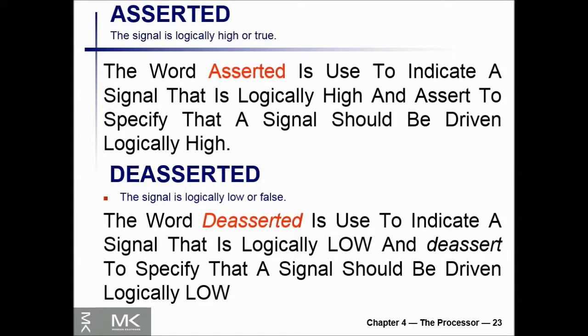The word asserted indicates a signal that is logically high, and assert specifies that a signal should be driven logically high, and deasserted represents logically low. We use the terms assert and deassert because when we implement hardware, at one time a signal may represent logically high and at another time it can represent logically low.